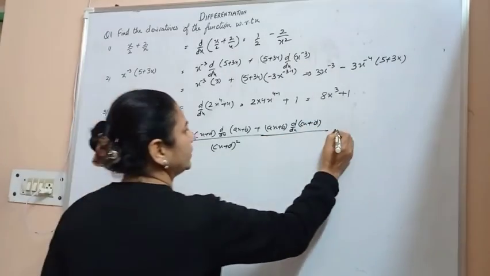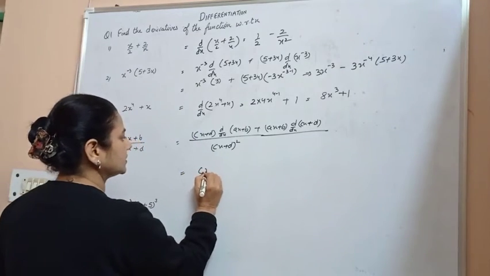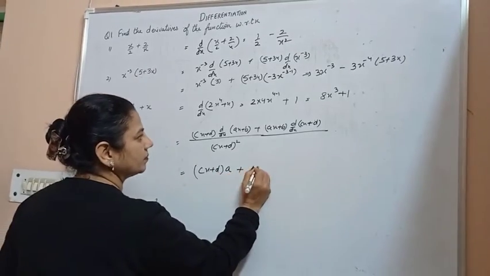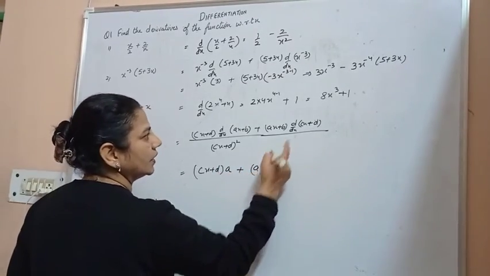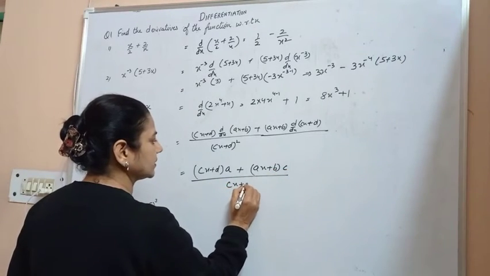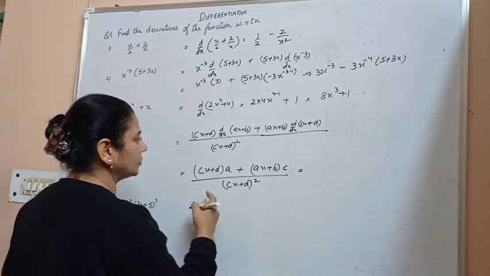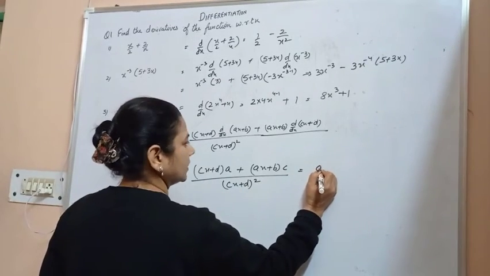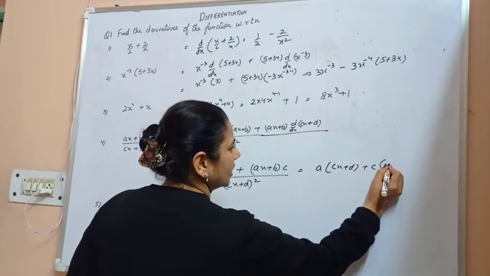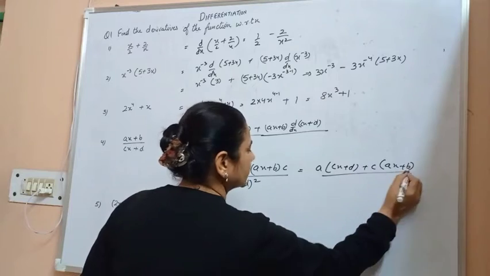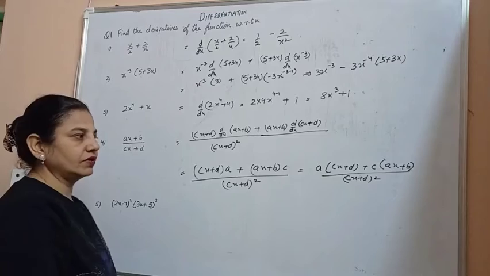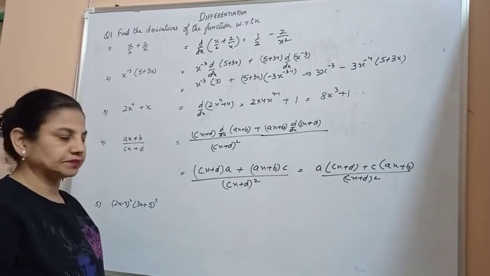So on solving, what we get, we have cx plus d into derivative of ax plus b, which is only a, plus ax plus b into derivative of cx plus d, which is only c, divided by cx plus d whole square, which is equal to, take a forward, constant term a, cx plus d plus c times ax plus b. We just rewrite the given formula, we take a forward. So this is the derivative of the given function.